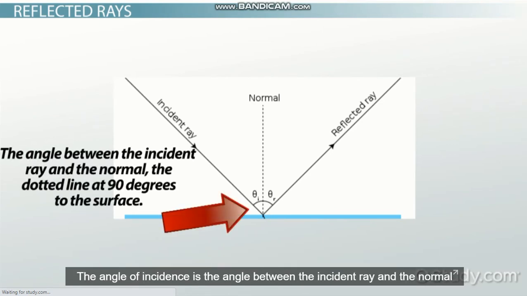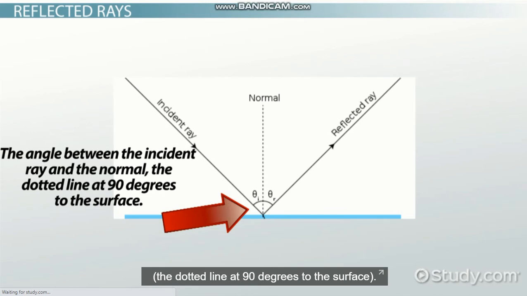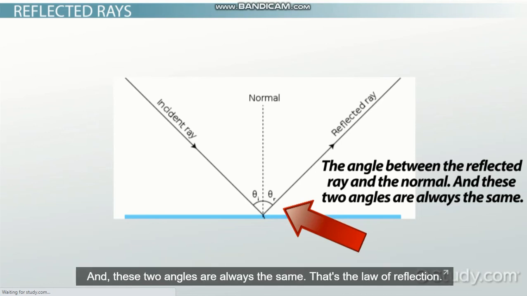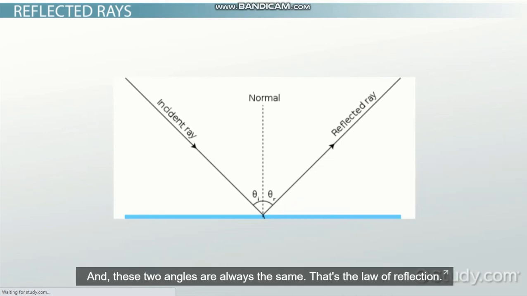The angle of incidence is the angle between the incident ray and the normal, the dotted line at 90 degrees to the surface. And the angle of reflection is the angle between the reflected ray and the normal. And these two angles are always the same. That's the law of reflection.